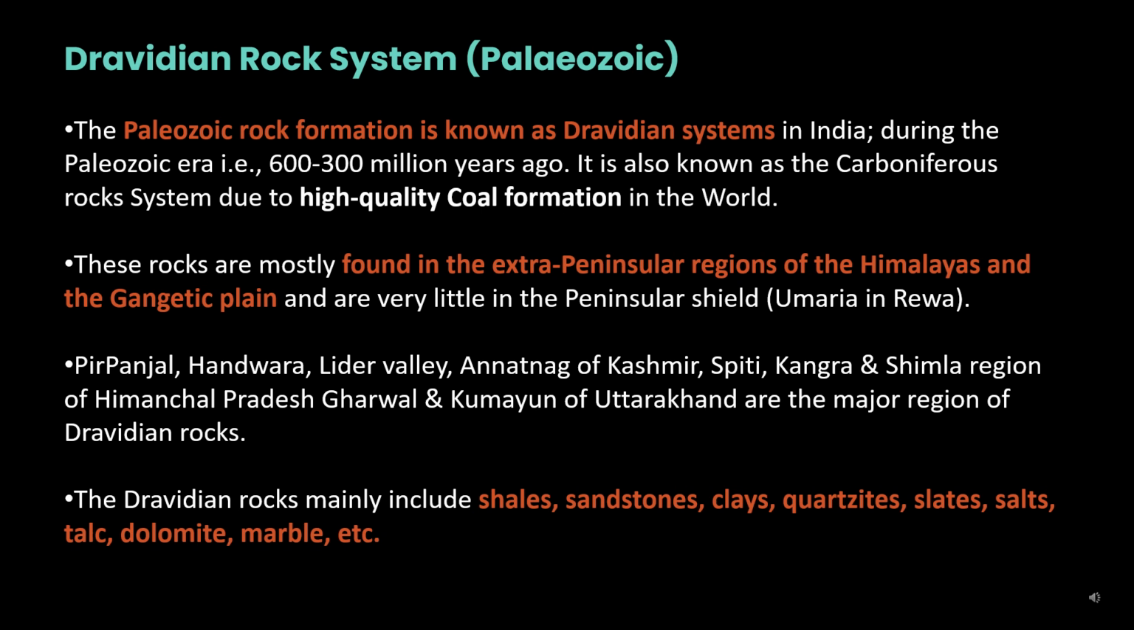These rocks are mostly found in the extra-peninsular regions of the Himalayas and the Gangetic Plain and are very little in the peninsular shield, Umaria in Rewa. Pir Panjal, Handwara, Liddar Valley, Anantnag of Kashmir, Spiti, Kangra and Shimla region of Himachal Pradesh, Garhwal and Kumaun of Uttarakhand are the major regions of Dravidian rocks. The Dravidian rocks mainly include shales, sandstones, clays, quartzites, slates, salts, talc, dolomite, marble, etc.